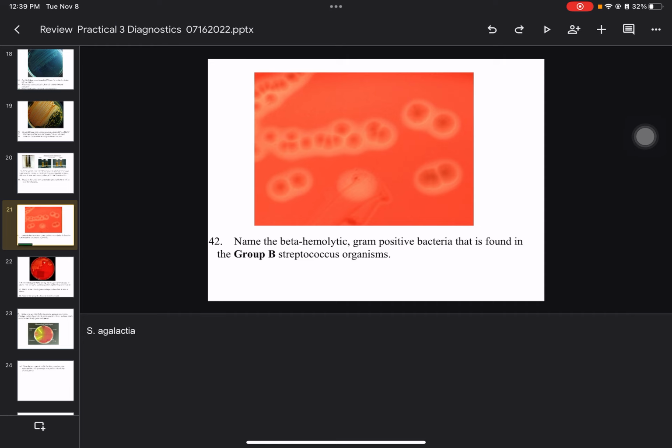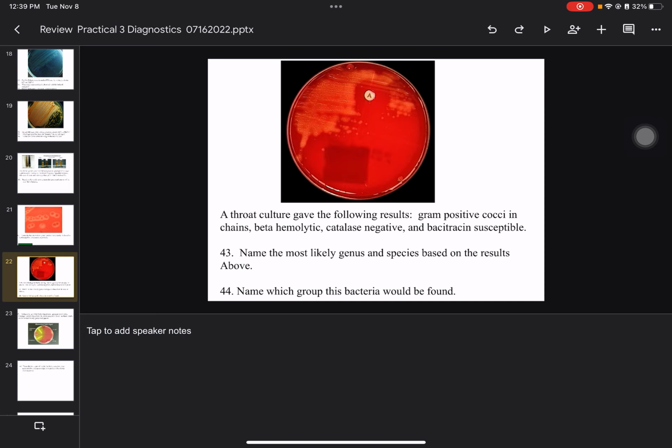So a throat culture gave the following: gram-positive coccus in chains, beta hemolytic, catalase negative, bacitracin susceptible. What is the genus and the species? Which one? Pyogenes. What's the big hint? The A. Okay?